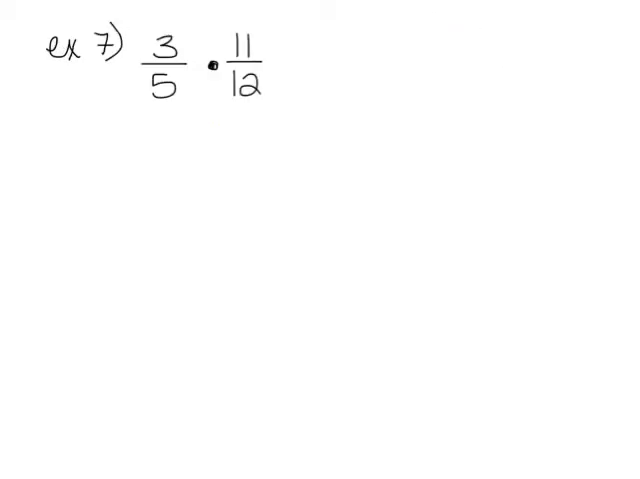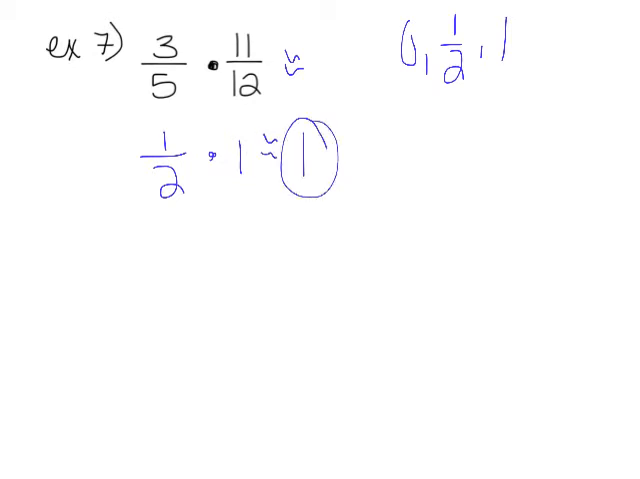Go ahead and pause the video, and I want you to try this one on your own. We're still rounding to 0, 1/2, and 1. 3/5 is about a half, so we're going to round it there because it's closer. And 11/12 is closer to 1, so 1/2 times 1 is 1, so my answer is about 1.